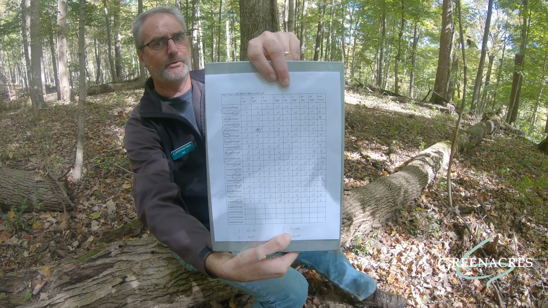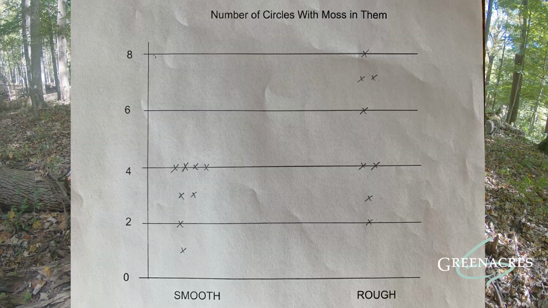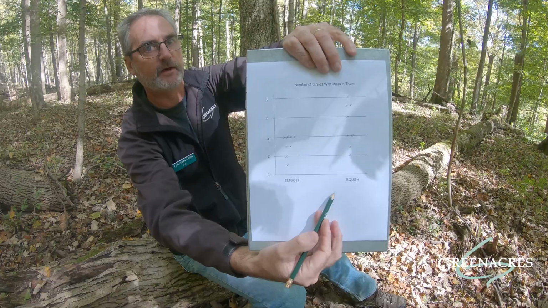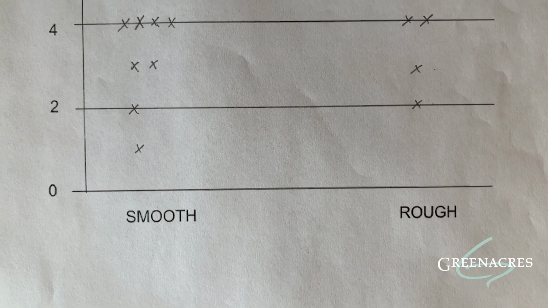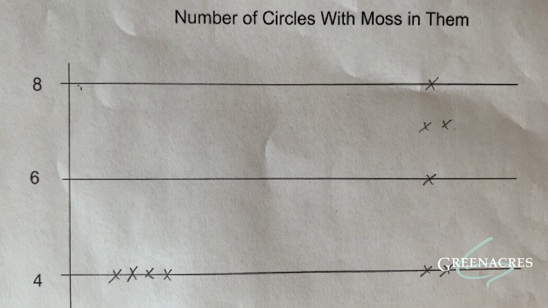But that would be really hard to communicate to someone. So what I have done is summarize my results into a graph so that I can more easily draw a conclusion. Here is my graph. It shows each tree as an X, and it shows how many circles had moss in it. So if you look at this bottom X on the rough tree side, that is a tree that only had 2 circles with moss in it. The one right above it is a different tree, that had 3 circles with moss in it, and so on.